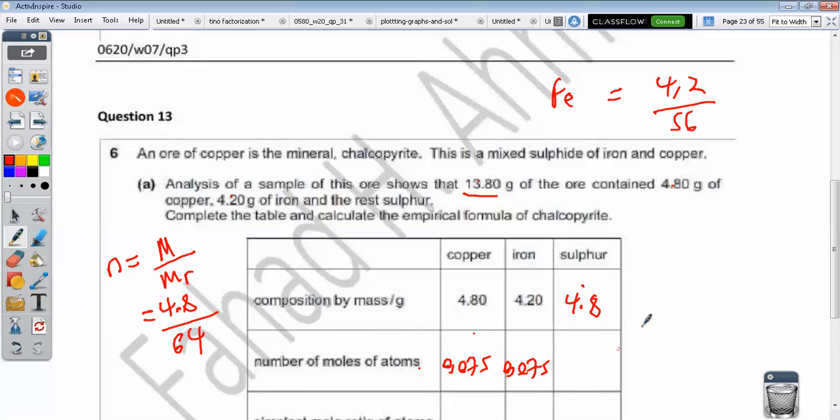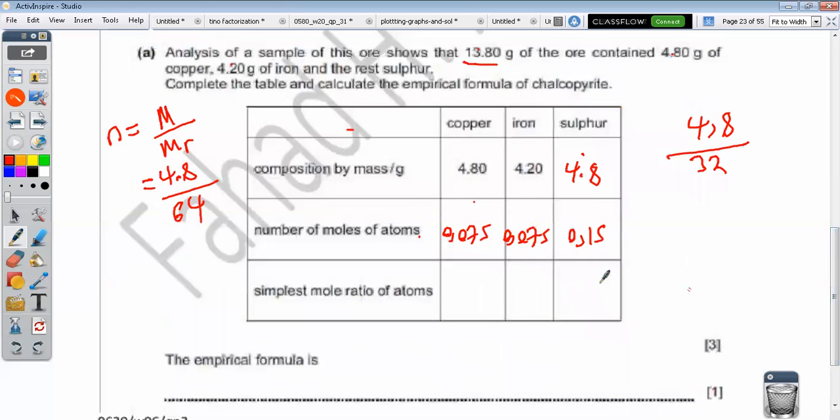0.075 moles. Then sulfur, 4.8 divided by the mass of sulfur. Sulfur is below oxygen, group 6. 32. So what's 4.8 divided by 32? 0.15.